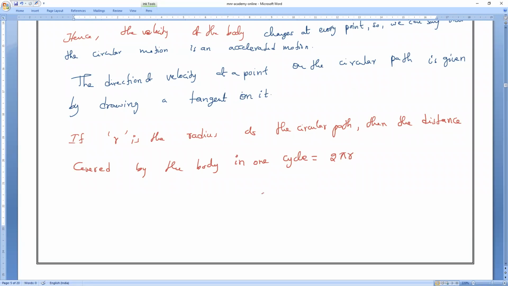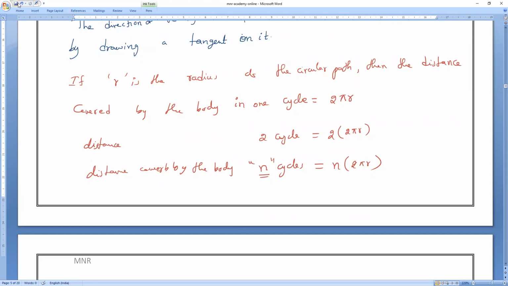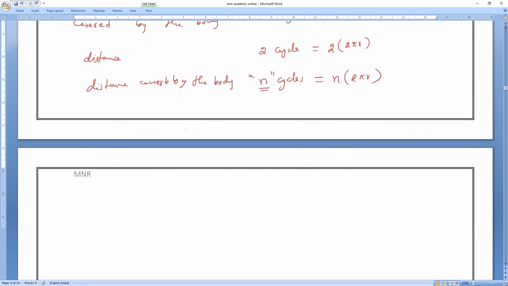If it is two cycles, 4 pi r, that is 2 times of 2 pi r. Understand? If it is n number of times, n cycles, n times of what? N times of 2 pi r. Are you all clear, everybody? That is distance or displacement? Distance. So distance covered by the body after how many cycles? N cycles. Understand? Clear? Yes.